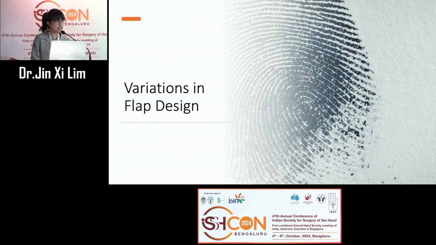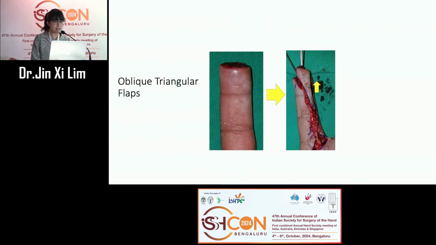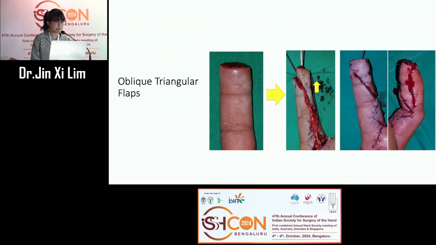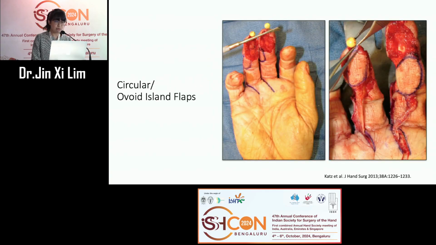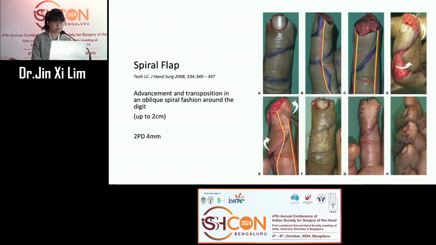There are some variations in flap design. The standard design is an oblique triangular flap. I've also seen papers describing circular or ovoid island flaps. But please note that in this paper, the authors have used this flap to cover volar unfavorable defects, which I haven't had good experience with, because I find that they usually do not advance so far. And you can see here that the neurovascular bundle looks a bit stretched, and there is some flexion of the digit that is required here.